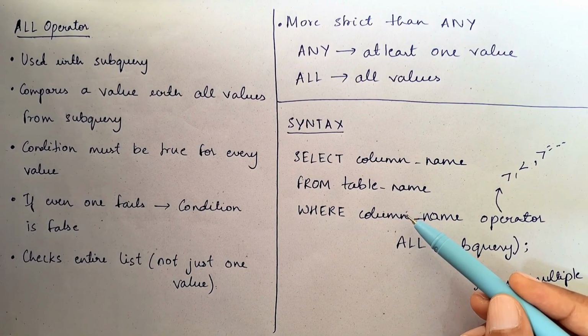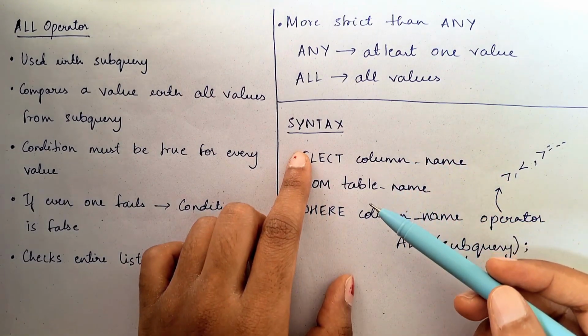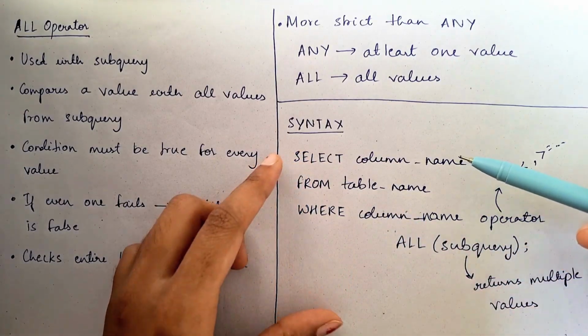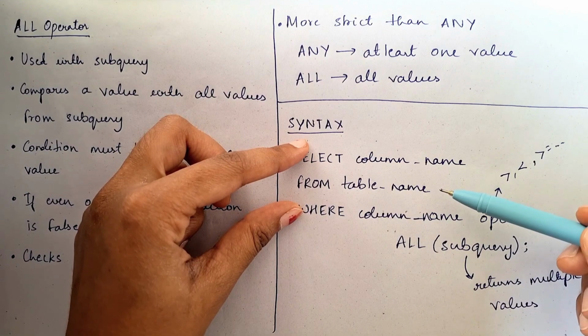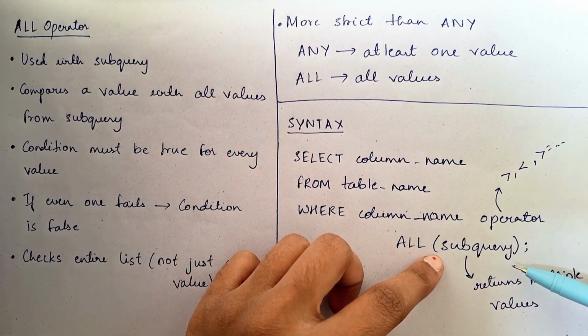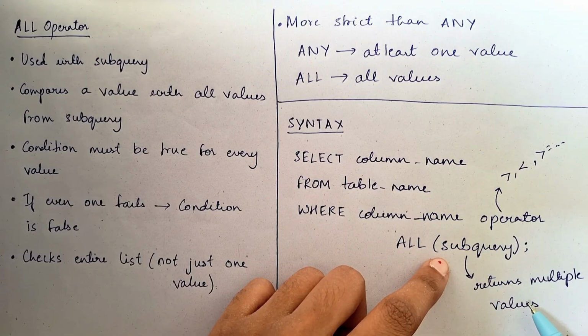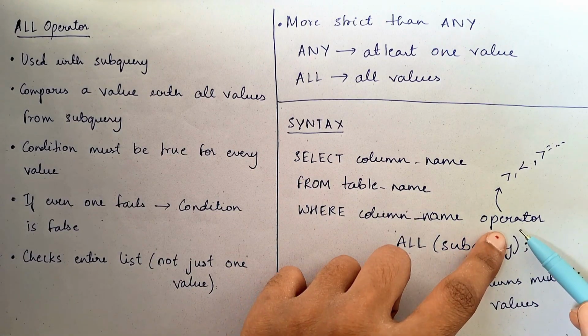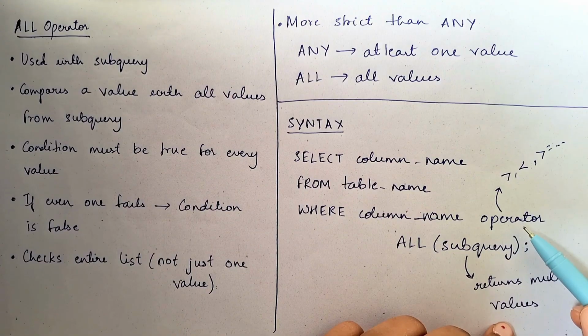Now, let's understand how to use the all operator in a query, that is, its syntax. The basic syntax looks like this. Here, this part is our main query, and inside the brackets we have the subquery which returns multiple values. Now, this operator can be anything like greater than, less than, greater than or equal to, less than or equal to, or not equal to.